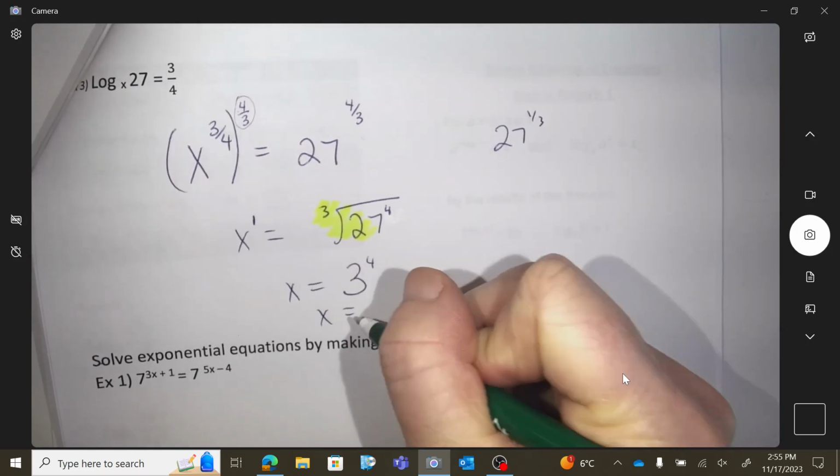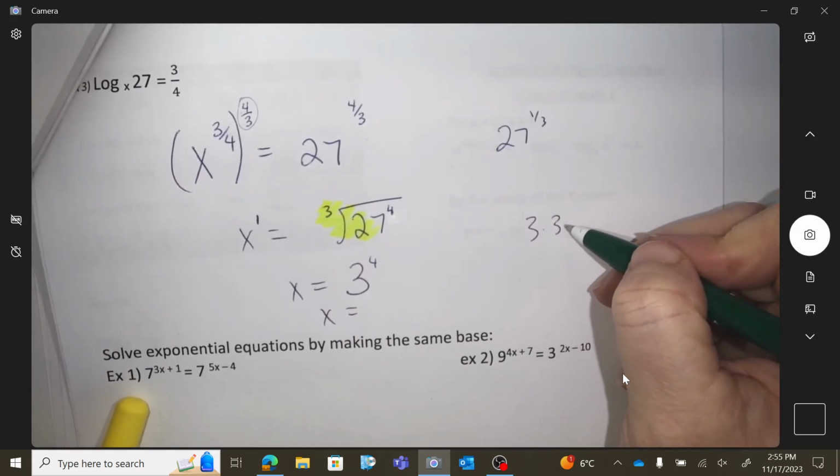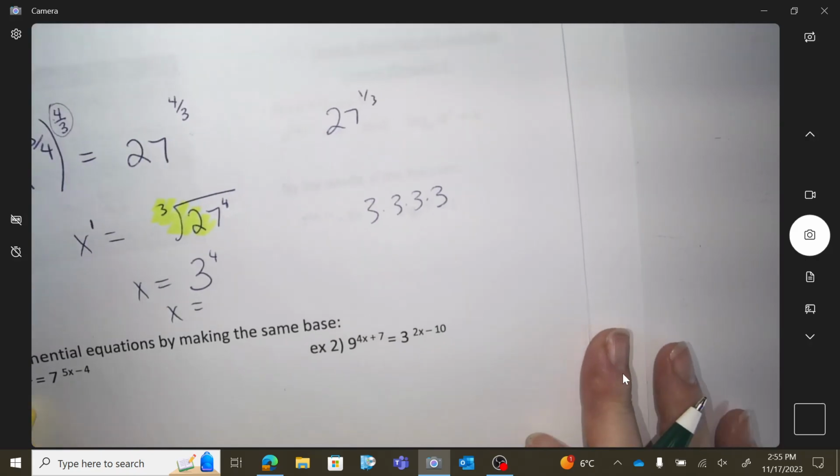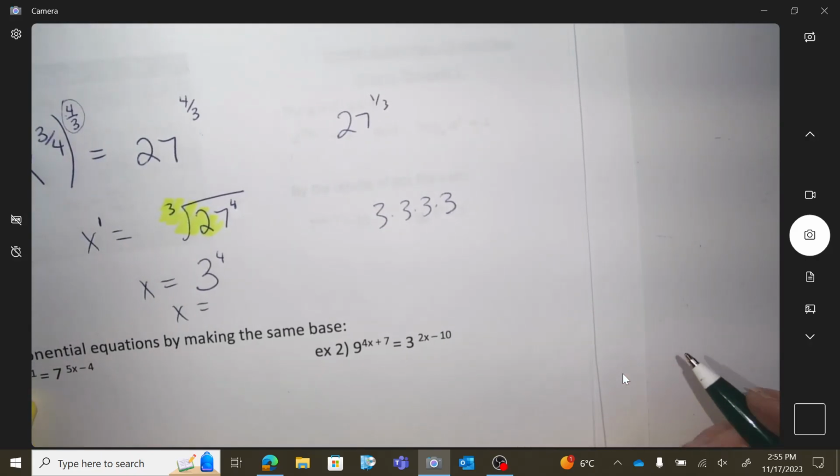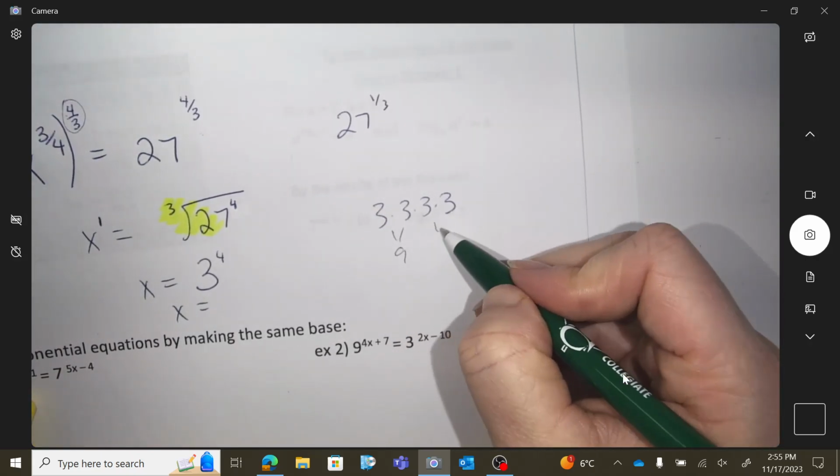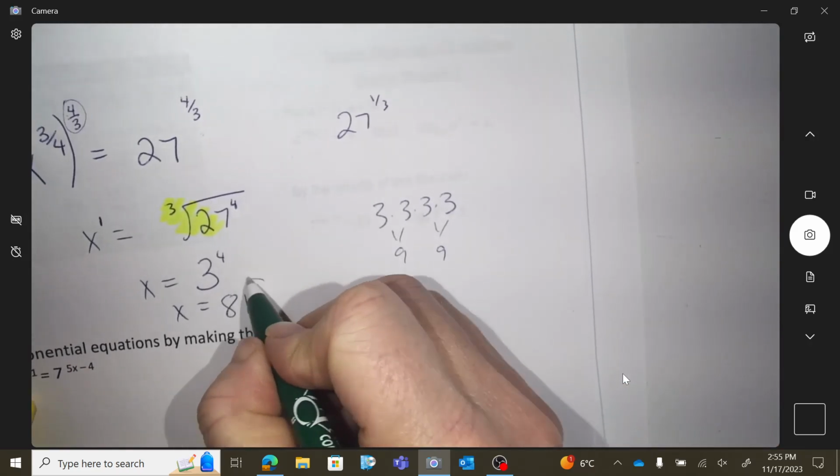equals, can you do that without a calculator? 81. Without a calculator? I didn't use it. 81. 9, 81.